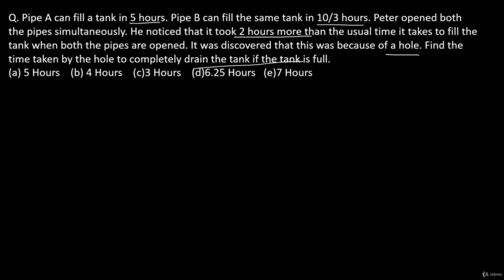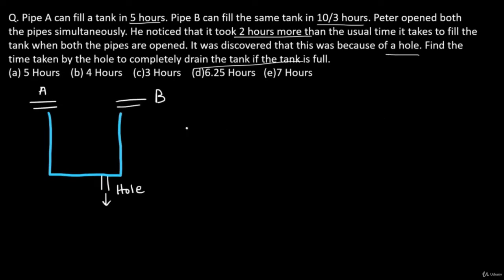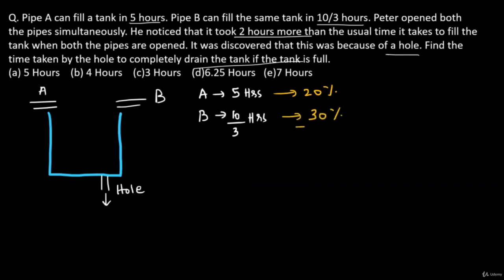Alright, we are back. I hope you have given it a try. Let's do it together. Now over here I have a tank, I have pipe A, I have pipe B, and I have a hole, right? Now pipe A takes 5 hours and pipe B takes 10 by 3 hours if they were to fill the tank by themselves, right? Now because pipe A takes 5 hours, that means in 1 hour pipe A would fill 20% of this tank, right? That's 1 by 5. And pipe B would be filling 3 by 10 of the tank, which is 30%. Alright, so if they are open together, that would be 50%, right? So in 1 hour, they would be filling 50% of the tank.